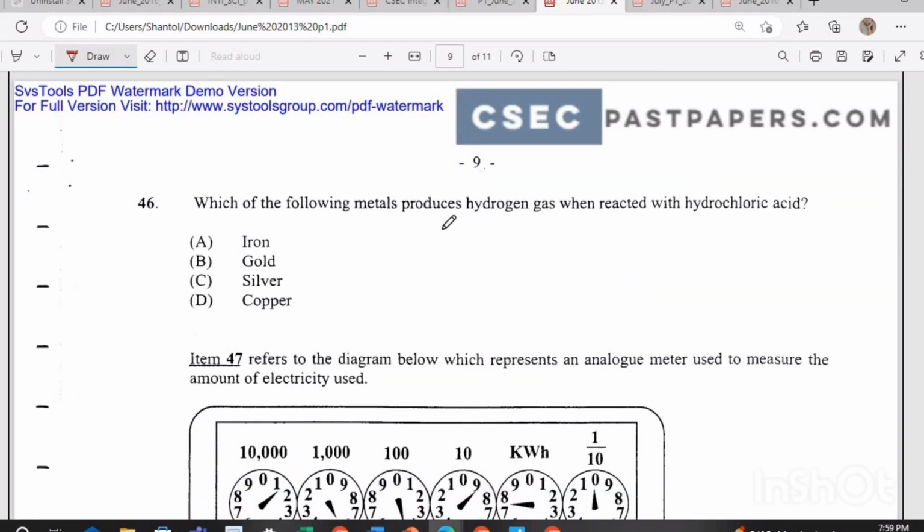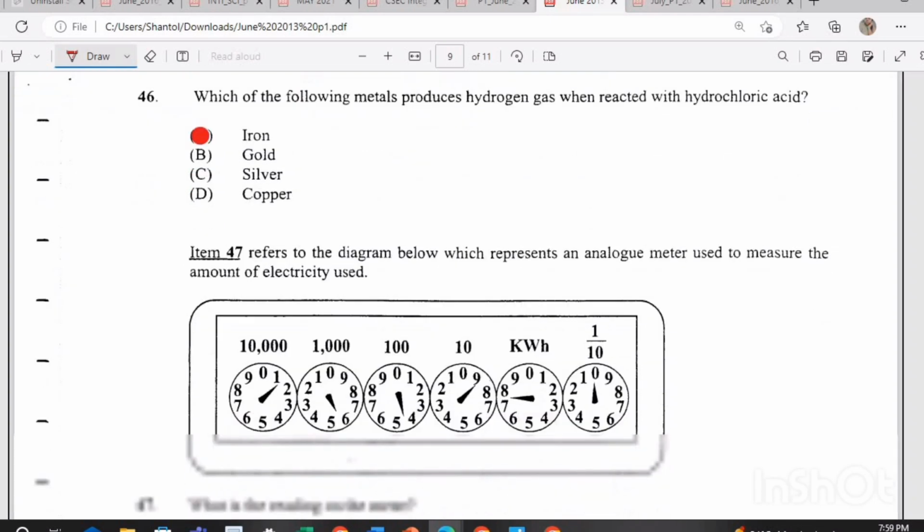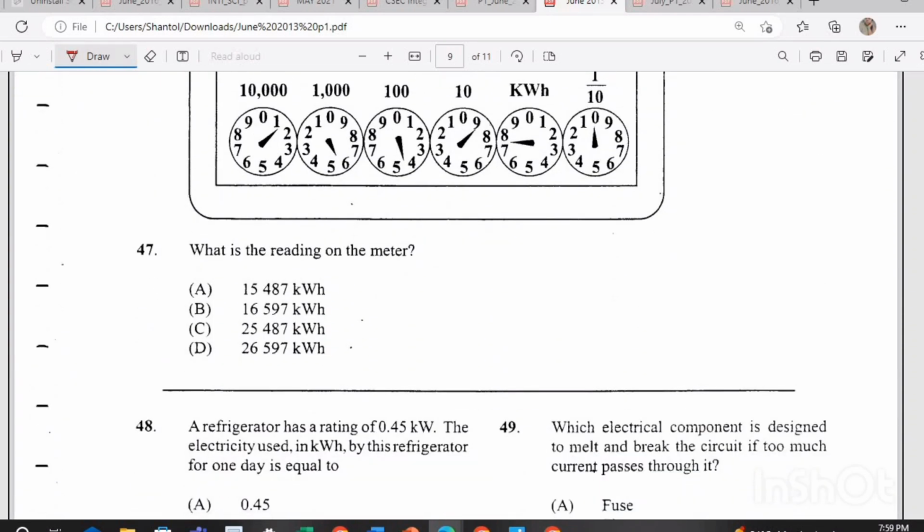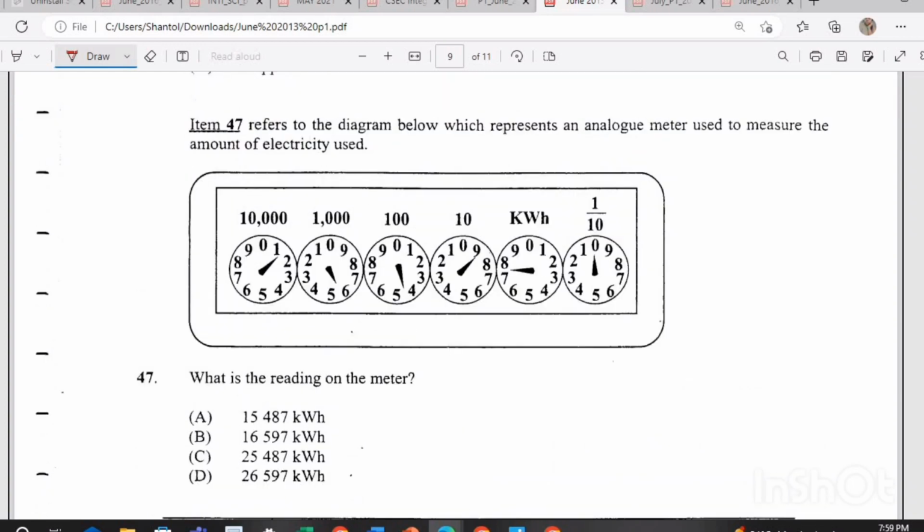46. Which of the following metals produce hydrogen gas when reacted with hydrochloric acid? The answer is iron. 47. What is the reading on the meter? If you said B, you are correct.